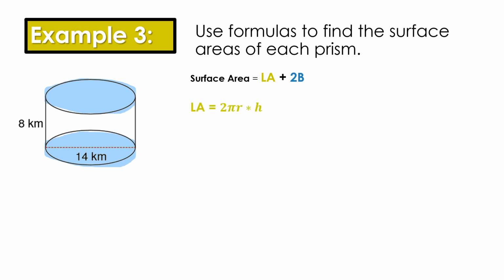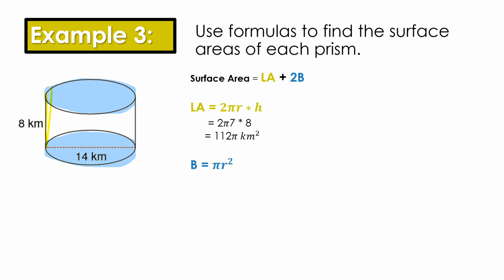So when I find my lateral area, because it's a cylinder instead of a prism, I'm going to use 2 pi r to find my circumference, or the perimeter of my base, and then multiply it by the height. Because my radius is 7, right, the whole diameter is 14, but the radius is 7, and my height is 8. Notice that my height connects the two bases here. That looks like I'm going to have a lateral area of 112 pi kilometers squared. And I'm going to leave my answer in terms of pi here.